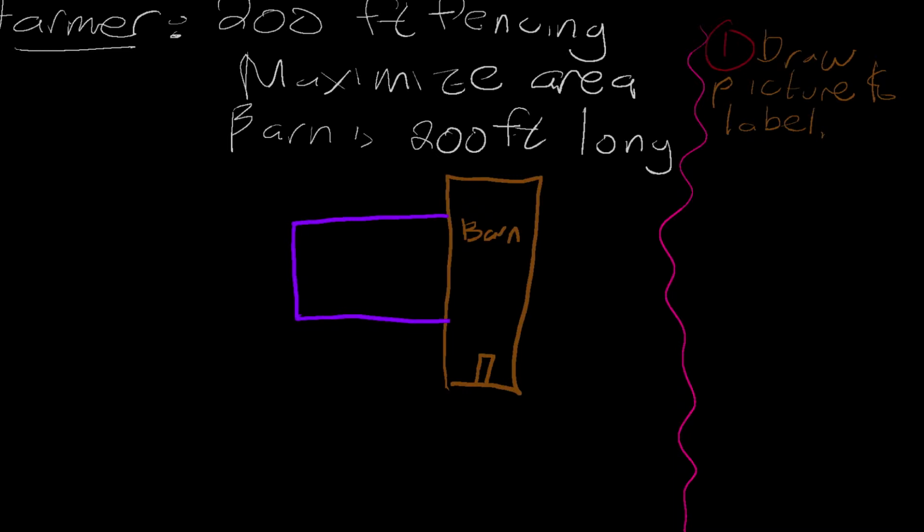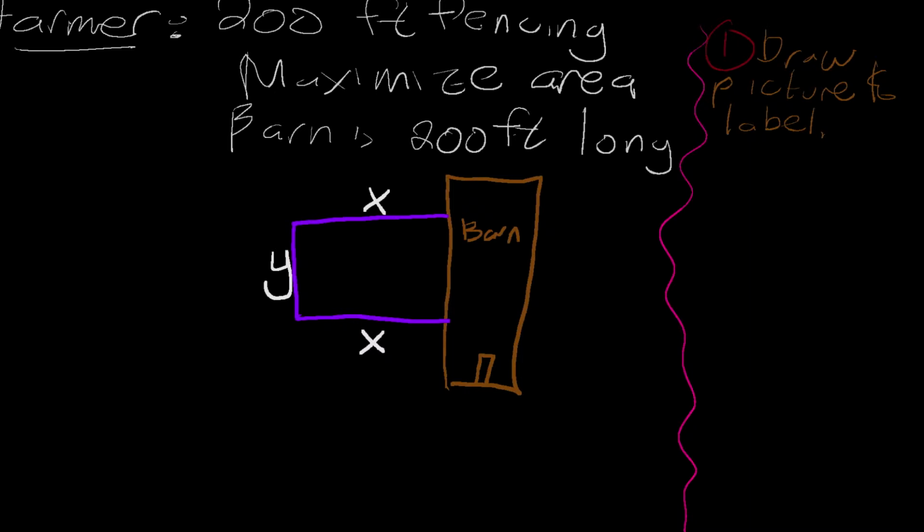And so let's label the sides of the barn something. So how about we label this side right here X, and so obviously this side's going to also be X. And then let's label this side Y. Okay, so now that we've labeled everything, we're going to go on to the second step.